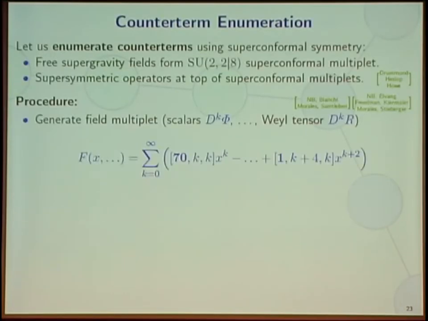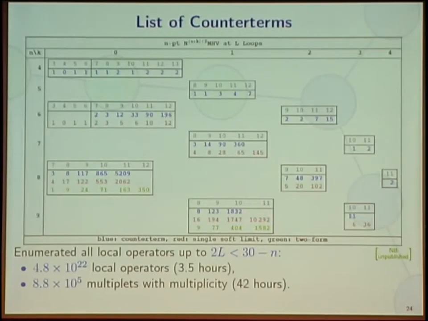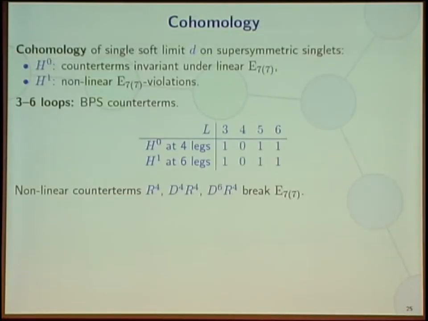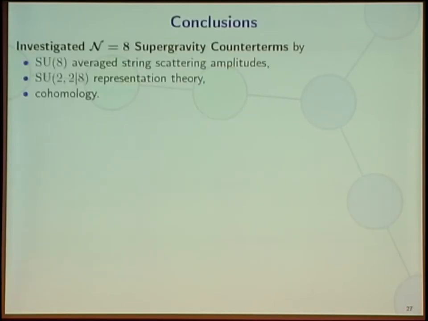And unfortunately, I have to skip this section. Only show you this table. I've also, by computer analysis, looked at all possible counterterms, single soft limits, and obstructions, and one finds this long list of numbers, which might tell you something. In particular, it tells you how these BPS counterterms, these 3 BPS counterterms at the 4-loop level, are E7 invariant, but going to 6 legs, they fail to be invariant. And then I should really conclude.